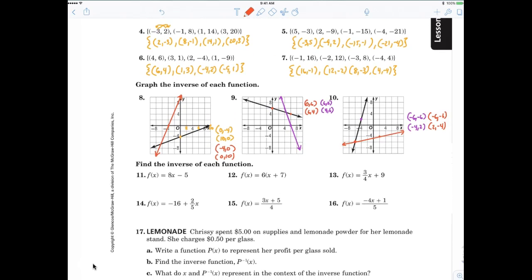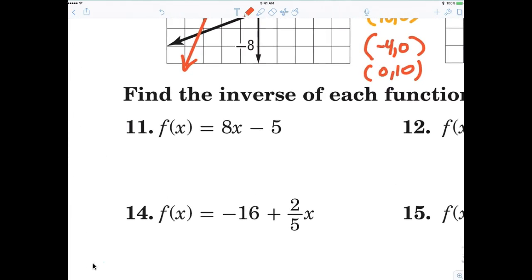Now what I'm going to do is show you how to find the inverse of an equation. Now again, I need you to remember this is in functional notation. So we say f of x equals 8x minus 5. What I want you to do is rewrite it as y equals 8x minus 5. Same principle. Now watch what I'm going to do.